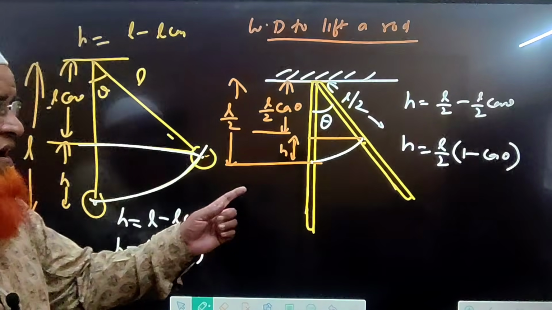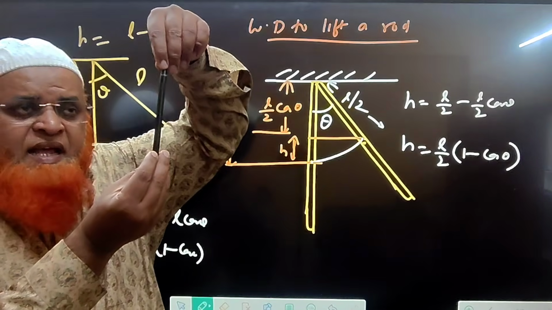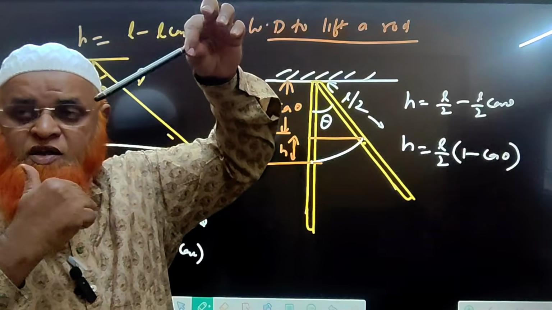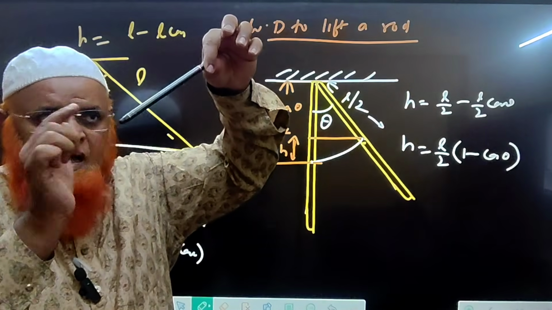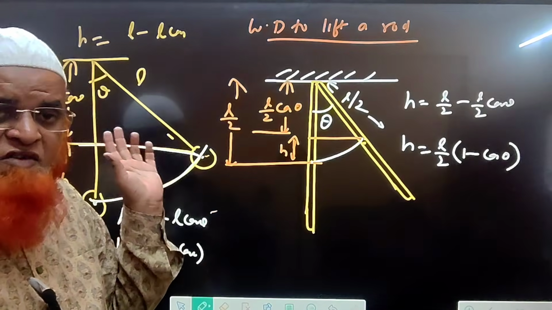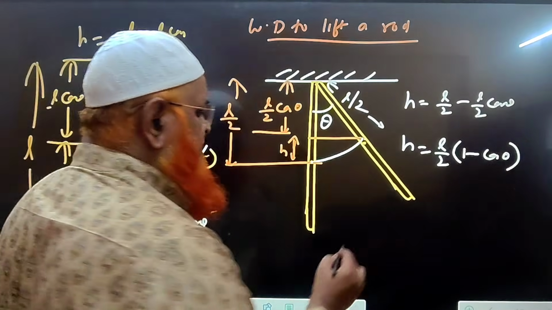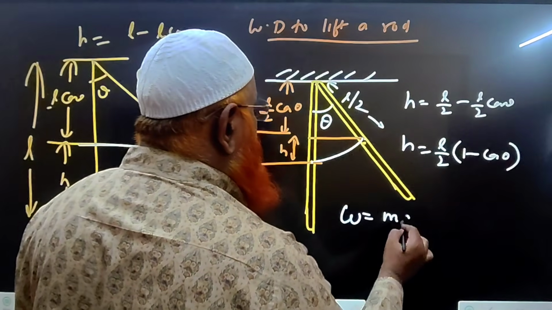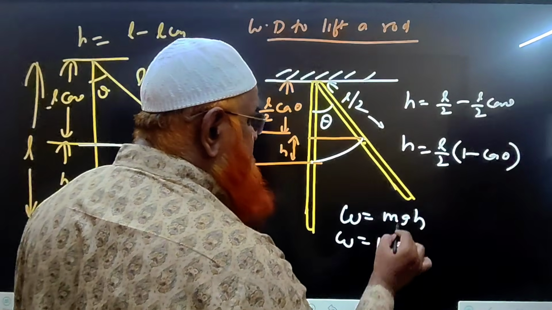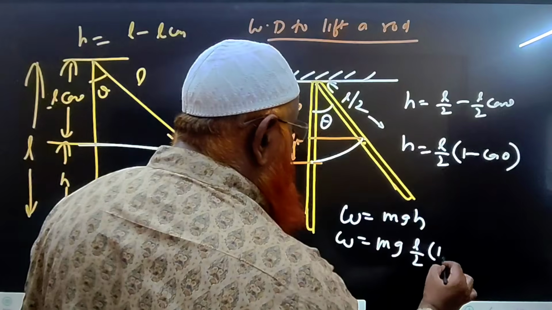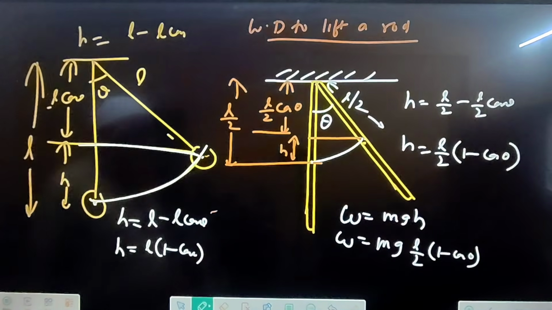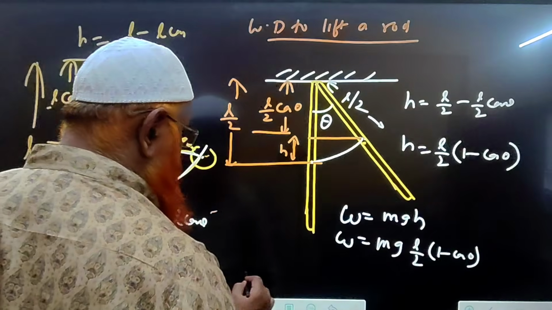Instead of L, for a rod hanging from a rigid support like this, when you have lifted the rod like this, how much work have you done to lift the rod upwards? For that, which height do you have to measure? You have to measure the height of the center of mass. So there is a simple difference. What is the work done now? You know the general formula is mgh. So in this case, you have to consider mg into h, where h means L by 2 into 1 minus cos theta. Understood?